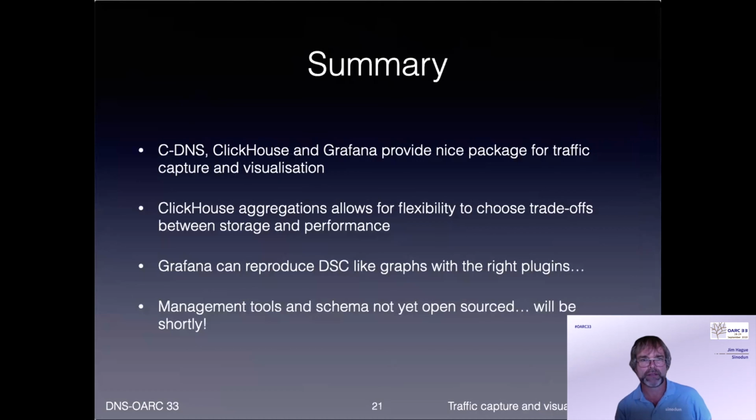So, in summary, for us, C-DNS, ClickHouse, and Grafana provide a nice flexible package for traffic capture and visualization. Crucially, ClickHouse aggregations give you a great deal of flexibility in choosing trade-offs between storage and performance. And Grafana can reproduce DSC-like graphs, given the right plugins. Finally, the intention is that tools and the schema and so forth will be open sourced. Unfortunately, we're not quite there yet. We probably will not be open sourcing the complete IMRS solution because it's very specific to IMRS, but instead a toolkit allowing you to build a system like this yourself.